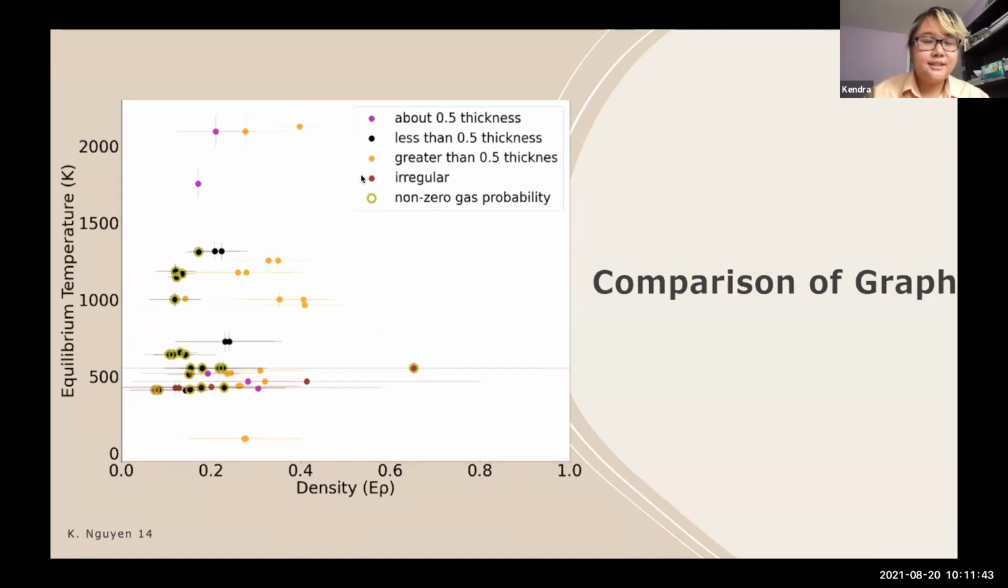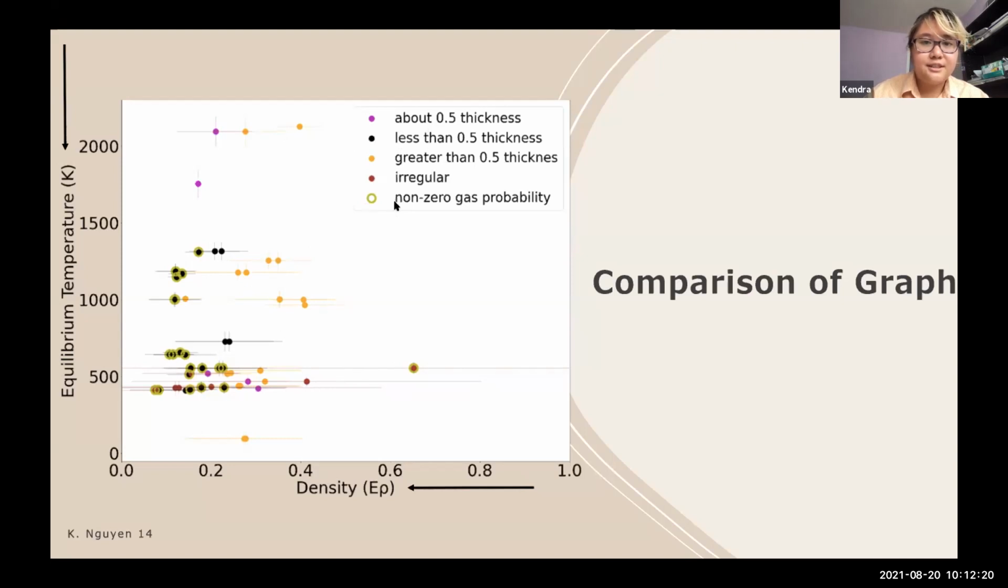Okay, so here's a graph I made summarizing the results for these exoplanets. I wanted to look for correlations between the temperature, density, and the thickness of the cores. So on the y-axis here, I have equilibrium temperature, and on the x-axis, I have the density in units of Earth density. The purple here represents planets in the category of about 0.5 core thickness. In black is the less than 0.5 thickness. Yellow is greater than 0.5 thickness. And the ones that are brown are irregular.